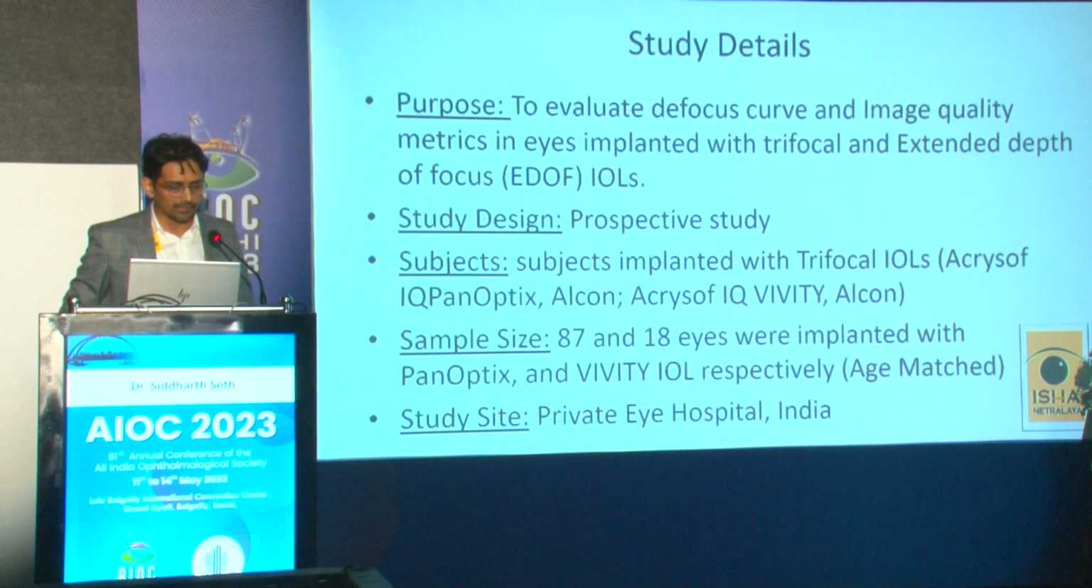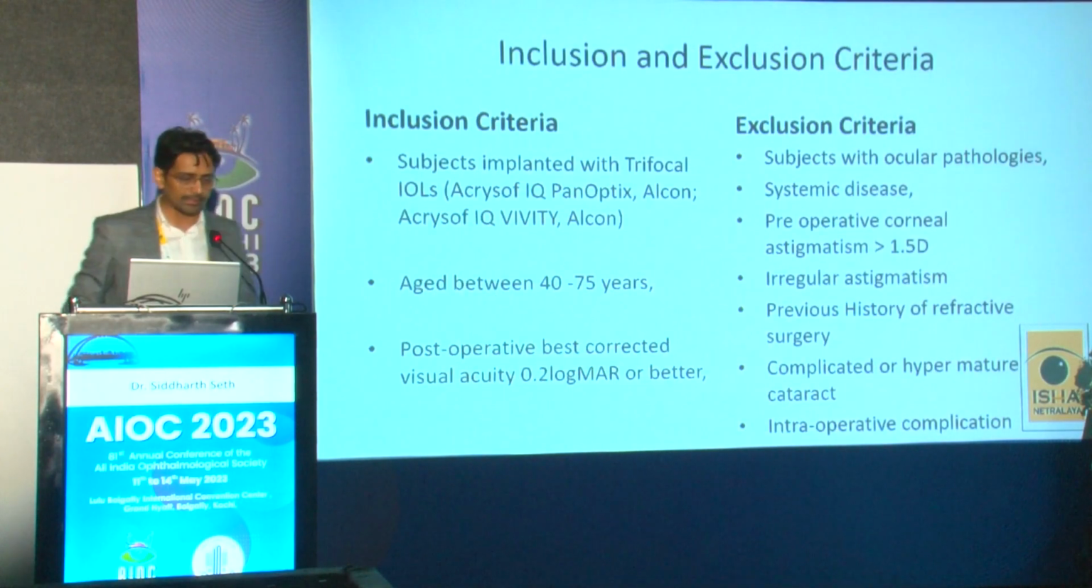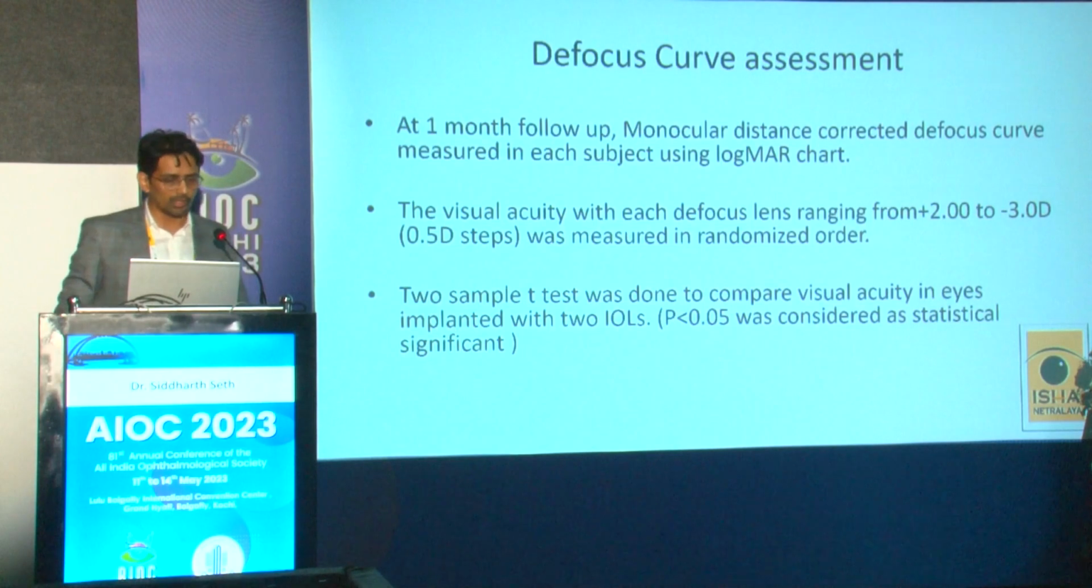It was a prospective study. Subjects implanted with these IOLs were analyzed. Sample size was 87 eyes with Panoptics lens and 18 eyes with VVT IOL. Inclusion criteria were patients aged between 40 to 75 years and post-operative best corrected visual acuity of 0.2 logMAR unit or better. Exclusion criteria were subjects with any other ocular pathologies, systemic diseases, pre-operative corneal astigmatism of more than 1.5 diopters, irregular astigmatism, previous history of any refractive surgery, any intraocular complication or hypermature cataracts.